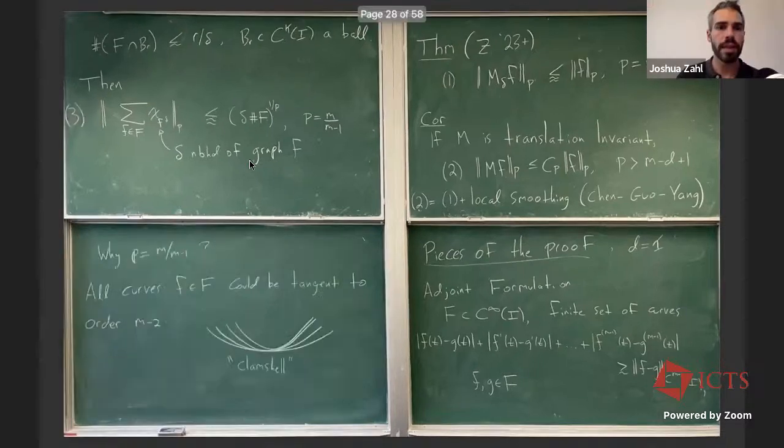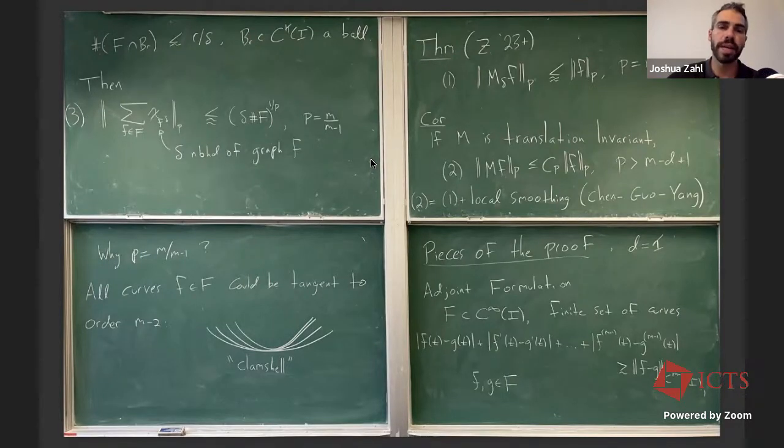So let's try to prove this result. And maybe a starting point is, well, I told you that m over m minus 1 is the dual exponent to m. So if we can prove this inequality 3, it implies inequality 1, which is good. But why would we hope for this to be true for p equals m over m minus 1? Where did that come from?